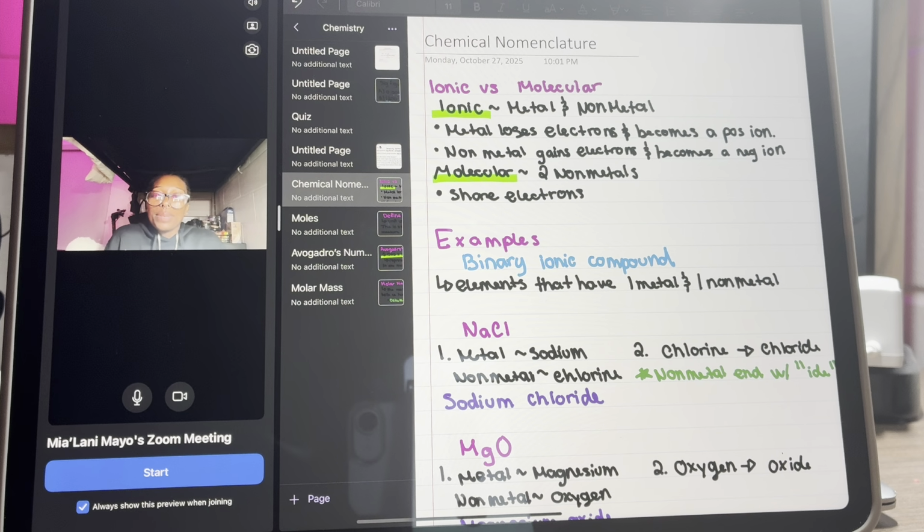Hello, my name is Milani Mayo, and today I'll be doing chemical nomenclature on ionic and molecular bonds. An ionic compound is a metal and non-metal. The metal loses electrons and becomes a positive ion, and the non-metal gains electrons, becoming a negative ion. Molecular compounds contain two non-metals which share electrons.